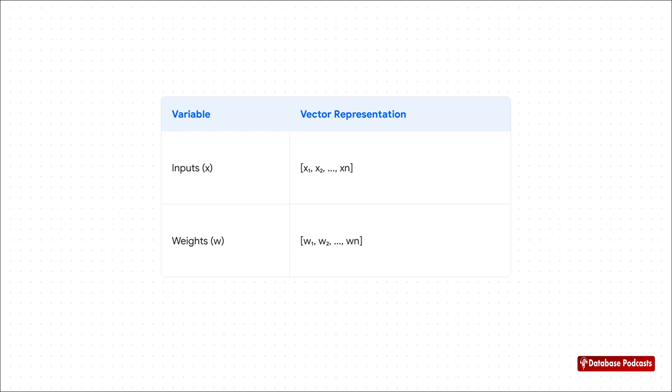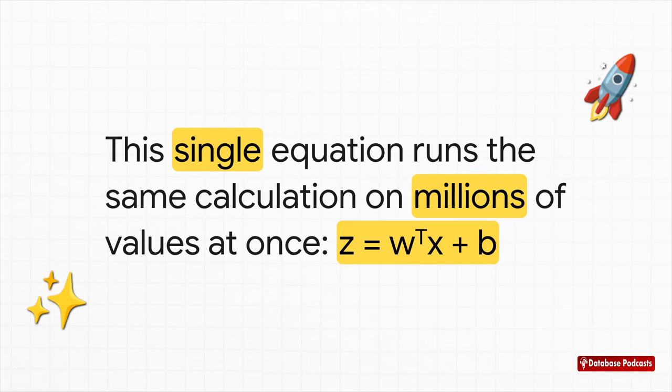The solution is to group our numbers together. Instead of dealing with individual inputs and weights one at a time, we bundle them into vectors. A vector is basically just a list of numbers, kind of like a single column in a database table. So we have one vector for all our inputs X and another vector for all our weights W. And by organizing our data this way, that big long formula we saw before, it collapses into this. This is so much cleaner, right? This is matrix notation. And it represents the exact same multiply and add operation, but it lets computers do it for millions of values all at once, in a single blast.